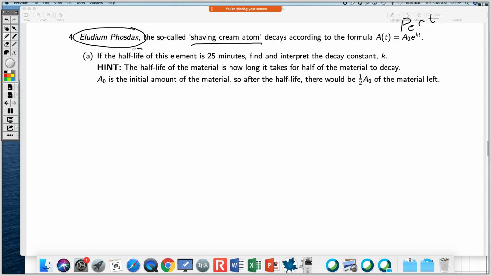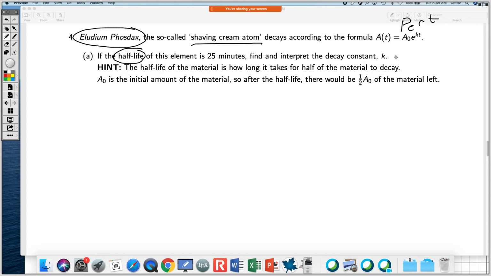So here they're talking about half-life. In the previous example, we looked at doubling time. Doubling time was the amount of time it takes for the investment to double. That's if you're in a growth scenario. Here we're in a decay scenario. So as time goes on, we're getting less and less of that material. And so at some point, we're going to get down to half of what it originally was, and that's half-life. So the half-life is 25 minutes. Find and interpret the decay constant k.